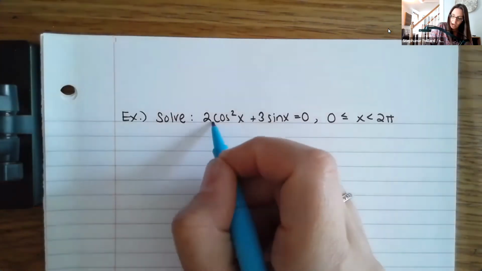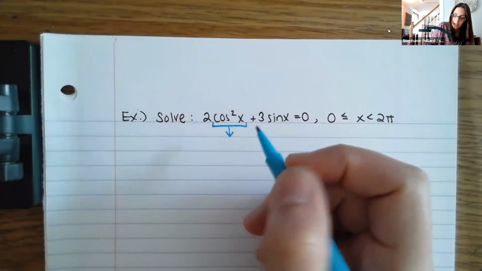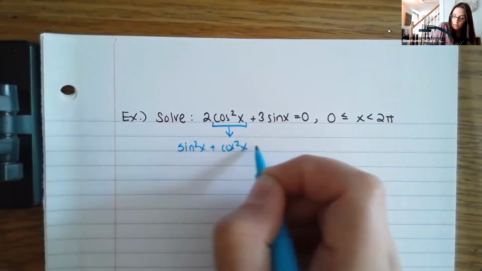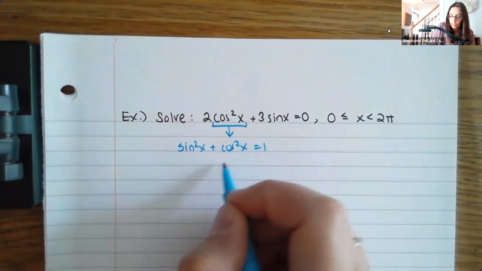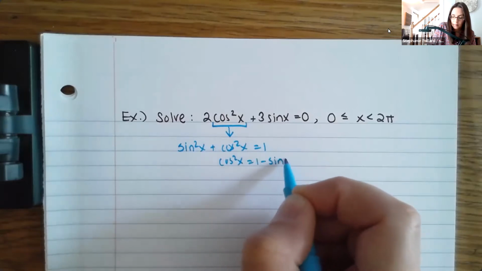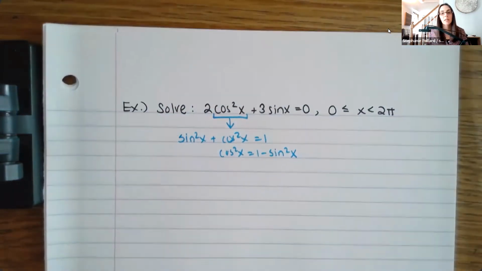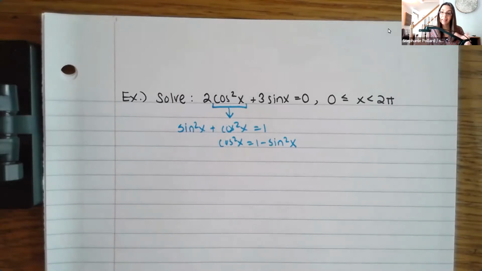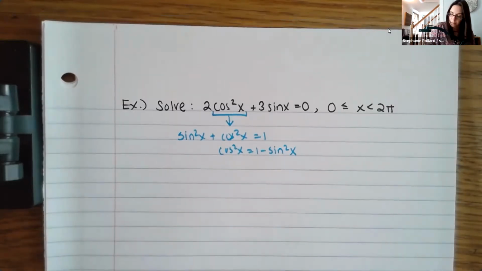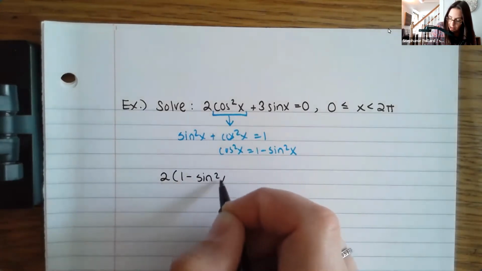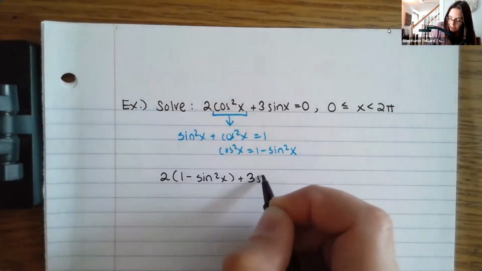So I'm going to use an identity on the cosine squared piece. And again, you want to remember that sine squared plus cosine squared equals 1. And if I solve for cosine squared by subtracting that sine squared x to the other side, I can replace cosine squared x with 1 minus sine squared x. So I'm going to go ahead and do that. And that's going to be helpful because then I'll have everything in terms of sine here, which will make things a little bit easier. So I have 2 times 1 minus sine squared x plus 3 sine x equals 0.